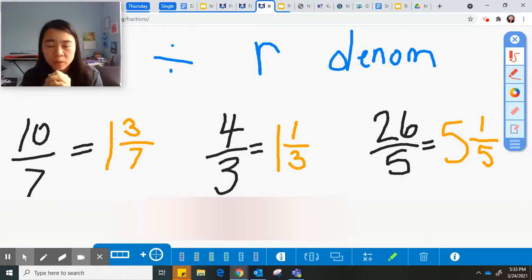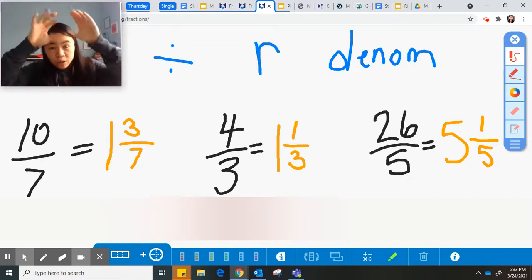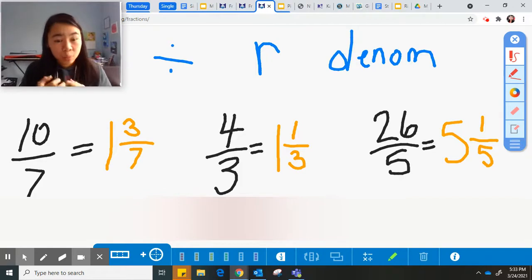Okay, so this was our review on how to change a mixed number to an improper fraction and vice versa. We did a quick review on what a proper fraction is, an improper fraction, and a mixed number. Remember that a mixed number is mixing them up, it has a whole number and a fraction. An improper fraction has a larger numerator and a smaller denominator, so you can pull out at least 1 whole. Okay, I hope this helps.